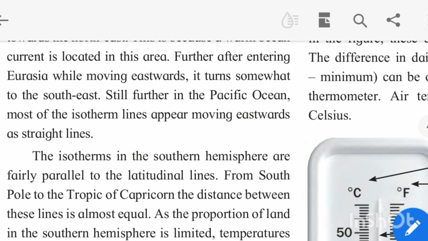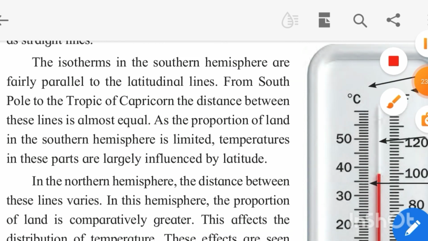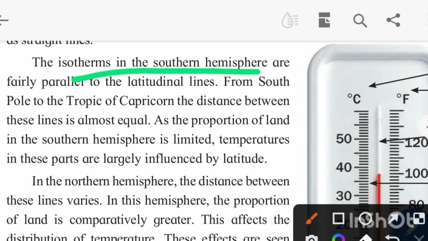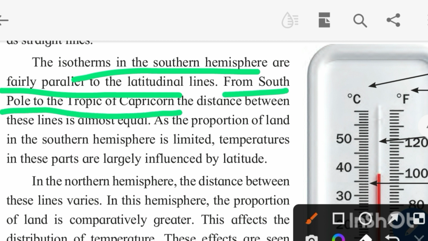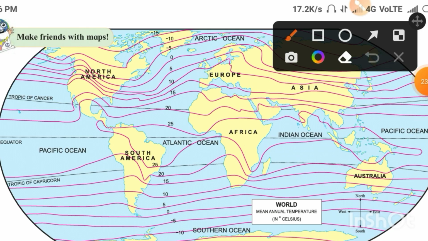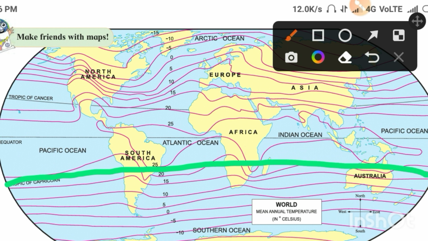This I have explained earlier, that the isotherms in the southern hemisphere are fairly parallel to the latitudinal lines, because a major part of the southern hemisphere is covered with water. So from the South Pole to the Tropic of Capricorn, the distance between these lines is almost equal. Let's see that. From the South Pole, from here till the Tropic of Capricorn, till here, it is almost parallel. It is not exactly parallel, but it's almost parallel. That's what it's trying to say.